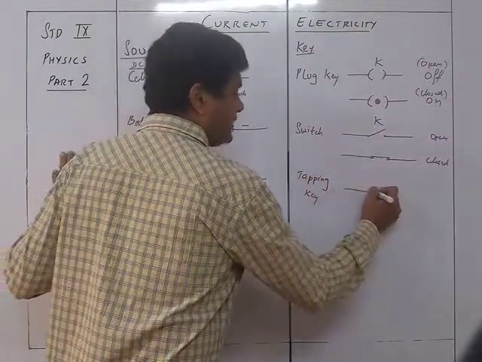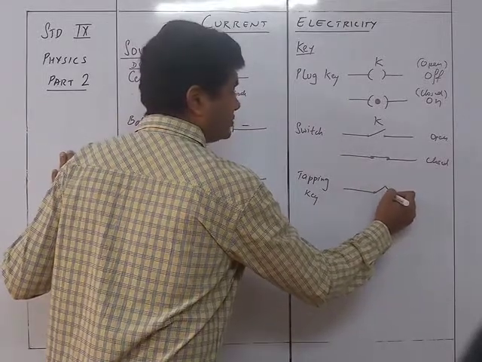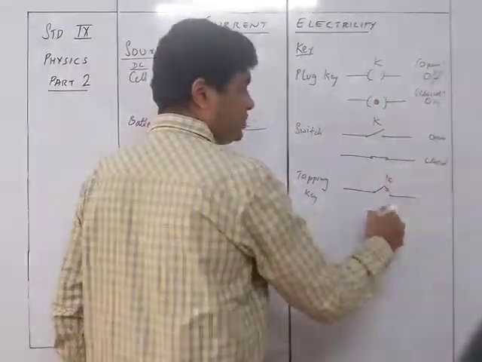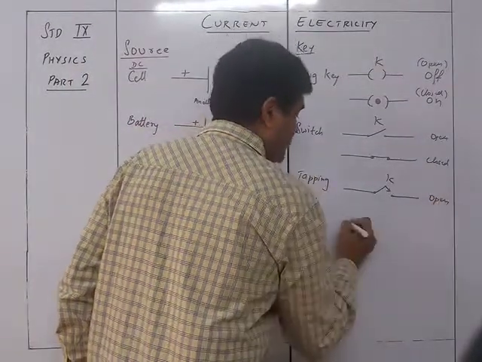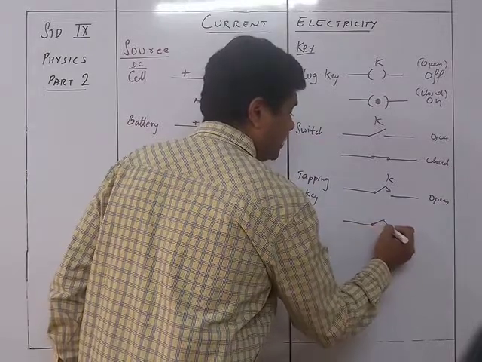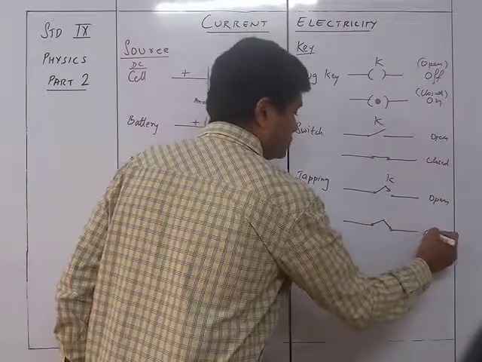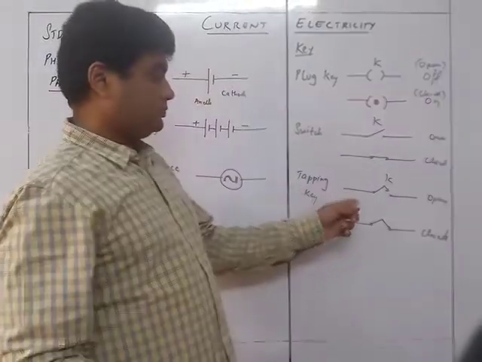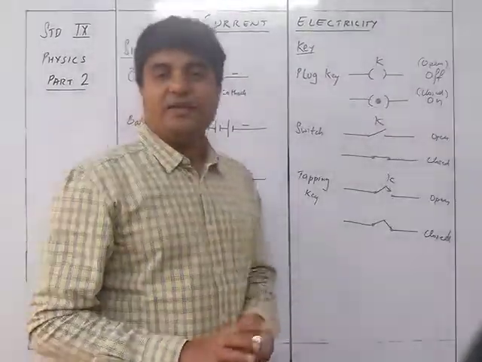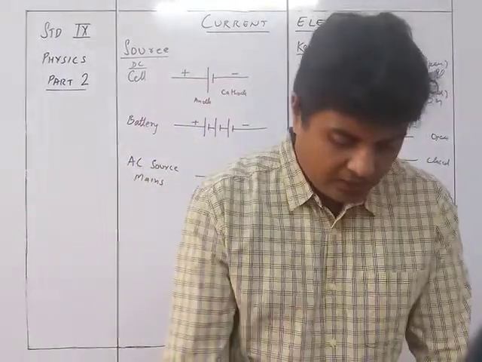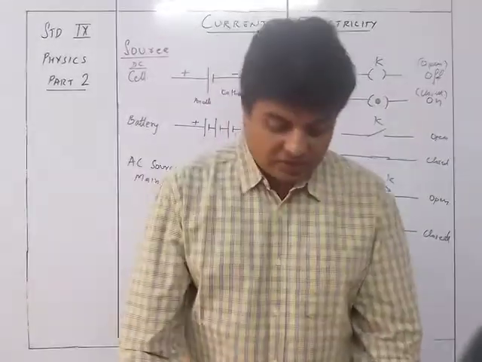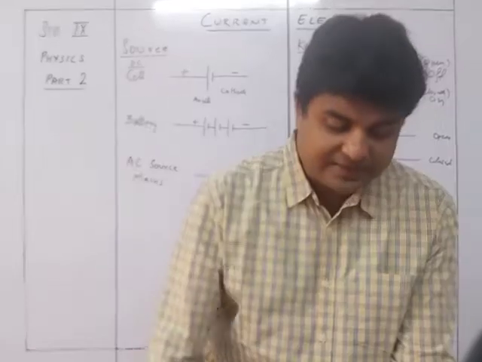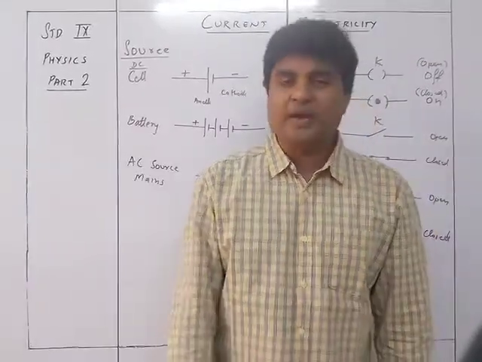A tapping key will be like this, that there will be an arrow like this. So this is the tap which is going to be connected. So K here. This is not connected when it is open, and the same one when it is touching the thing over here, then it is called closed. So open, closed, tap key. So tapping key, open key, closed key. These are the different kinds of keys or switches which you have in electrical circuits.